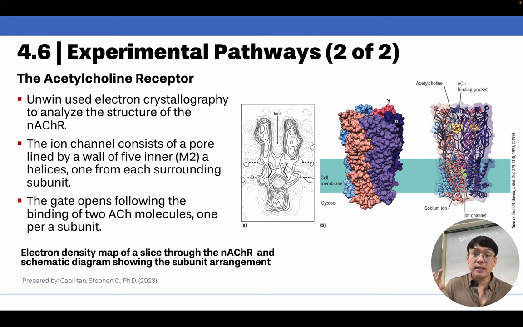Viewing it molecularly, you will see that they used electron crystallography again to analyze the structure of the nAChR. The ion channel consists of a pore lined by five M2 alpha helices, one from each surrounding subunit, and the gate opens following the binding of two ACh molecules, one per subunit. Here you'll see an electron density map of a slice through nAChR, obtained by analyzing electron micrographs of tubular crystals of torpedo membranes embedded in ice. There's a schematic diagram here in letter B of the arrangement of the subunits and their cross-sectional representation of the protein. Each has four membrane-spanning helices, M1 to M4.